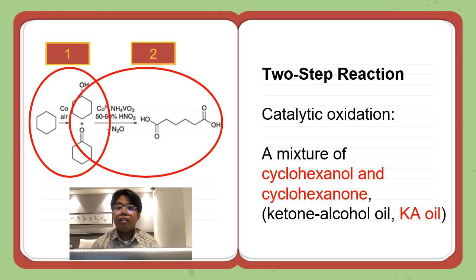Okay, so now let us move on to the reaction mechanism of this production of adipic acid. During this discussion, the selected manufacturing process of adipic acid will be the catalytic reaction of cyclohexane and also cyclohexanol, where these two mixtures are also known as KA oil, ketone alcohol oil.